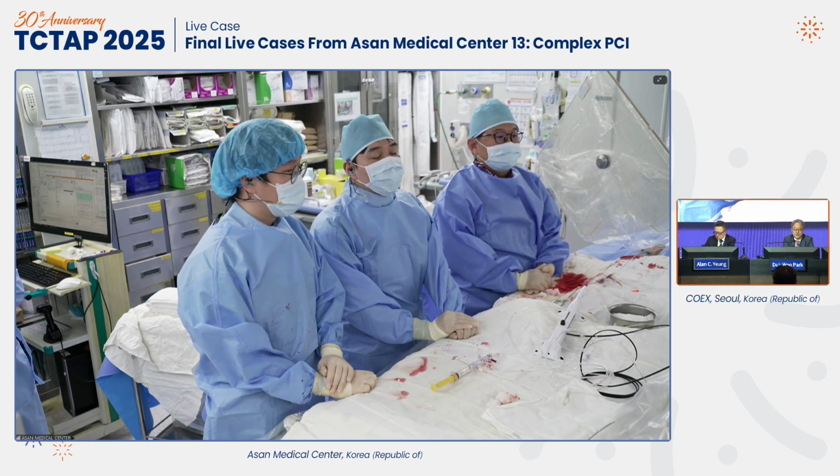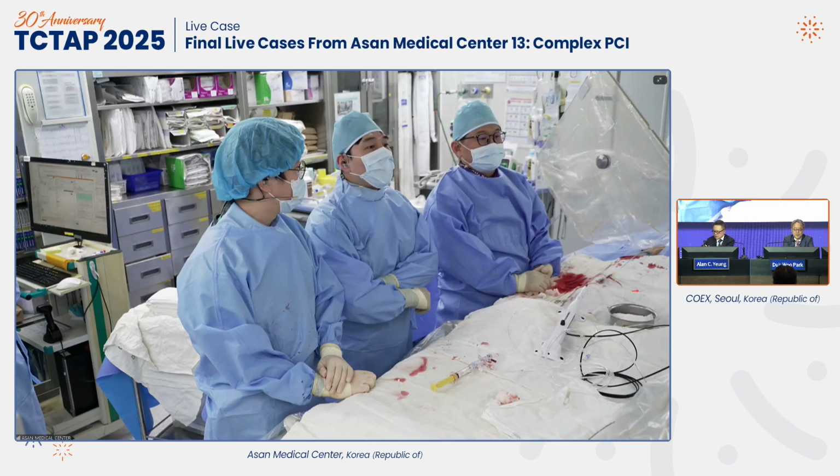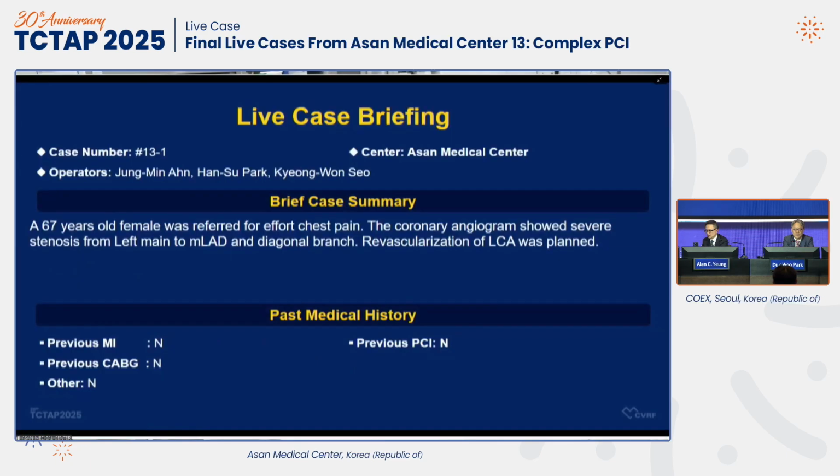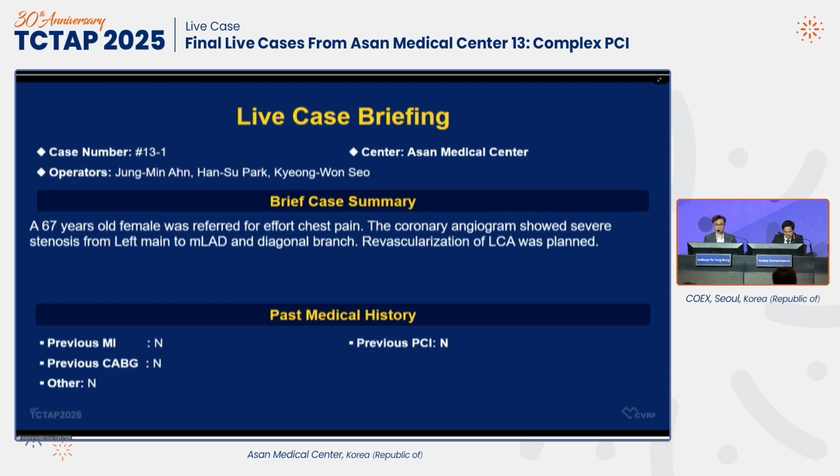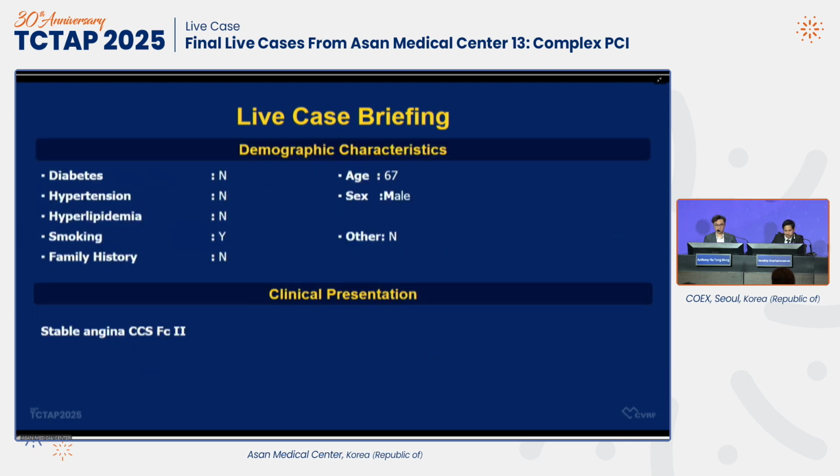Good morning, my name is Park from Asan Medical Center. I will introduce this case. This case is a 67-year-old male referred for chest pain. The angiography shows severe stenosis from left main to the LAD bifurcation. So we plan the left main to LAD PCI. His cardiovascular risk factor is 2. And clinical presentation of stable angina, functional class 2.